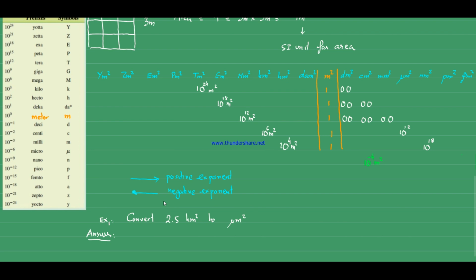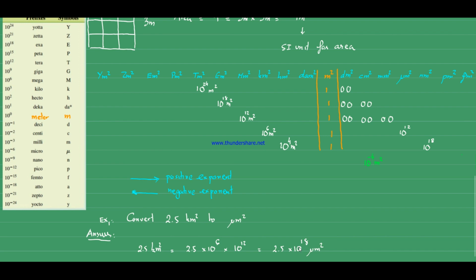Okay. So from kilometer square to meter square, we know that it is 10 to the 6. But from meter square to micrometer square is 10 to the 12. Well, I guess I don't have to draw the table. So it means that 2.5 kilometer square is actually 2.5 times 10 to the 6 times 10 to the 12, which is 2.5 times 10 to the 18 micrometer square.